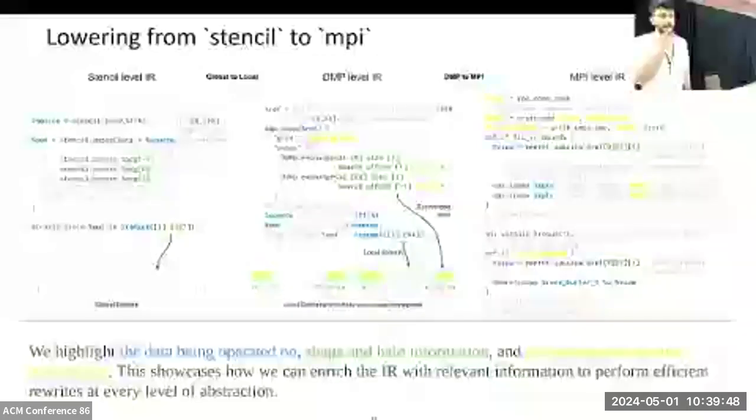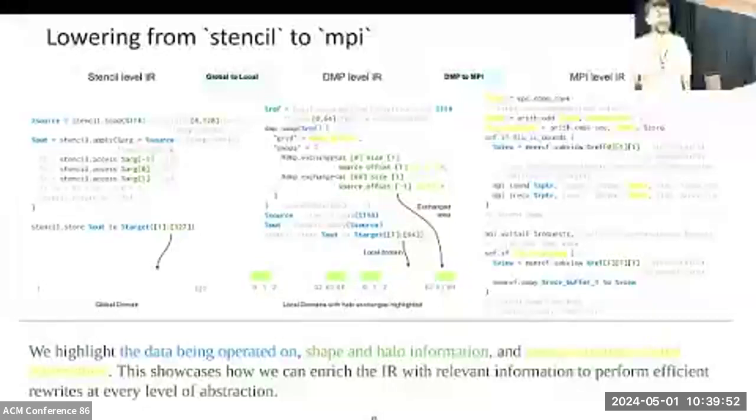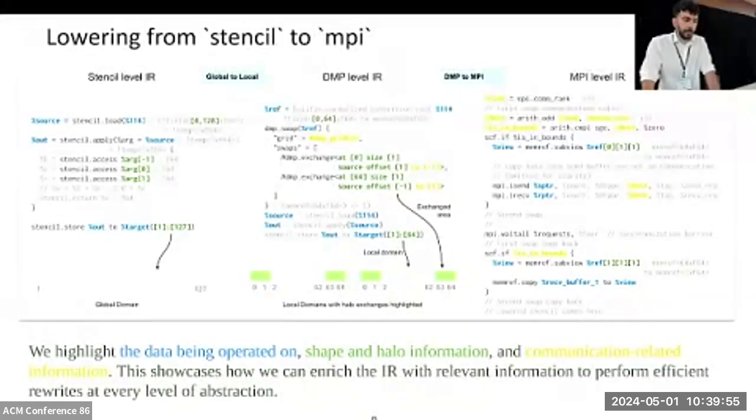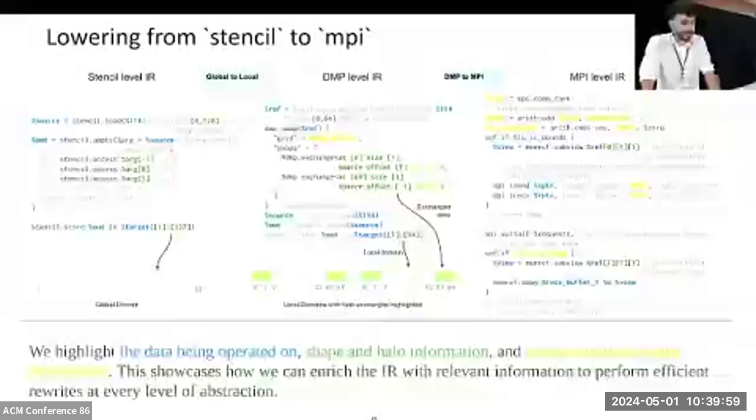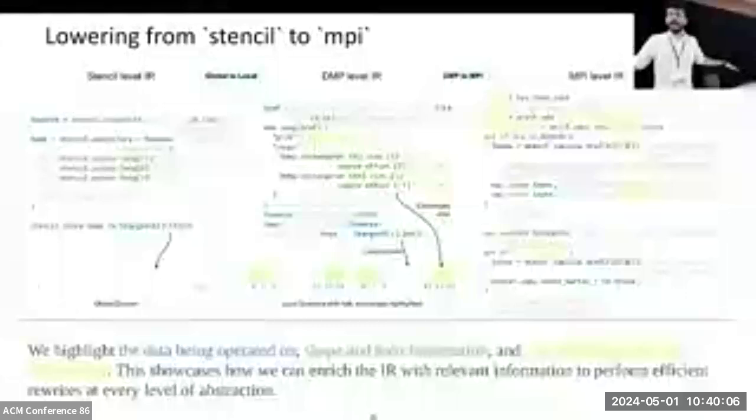So next, let's see an example of the whole pipeline to go from the stencil to the MPI dialect. Here we have highlighted details on the data that is being operated on with the blue color, for one dimension where we apply a stencil computation. You can see with the green color this pattern accessing the right only area of the original domain without caring about the left.